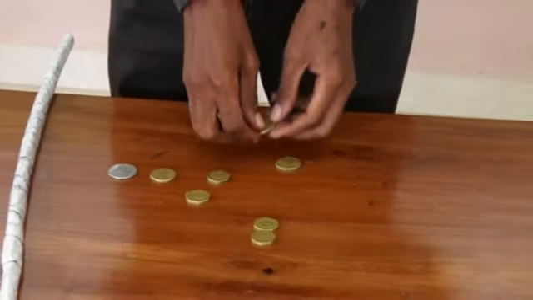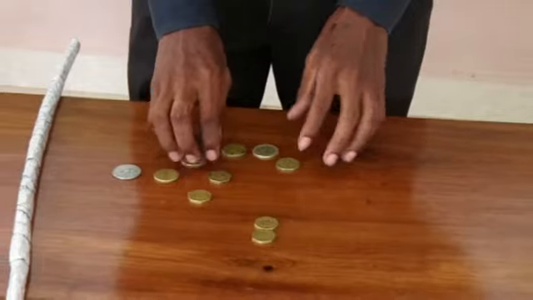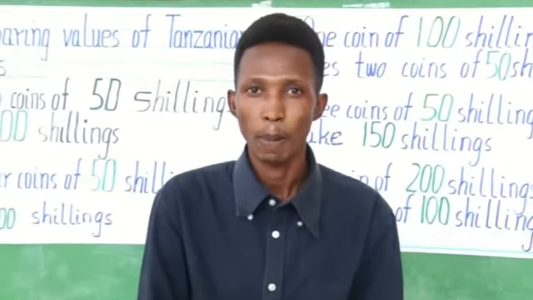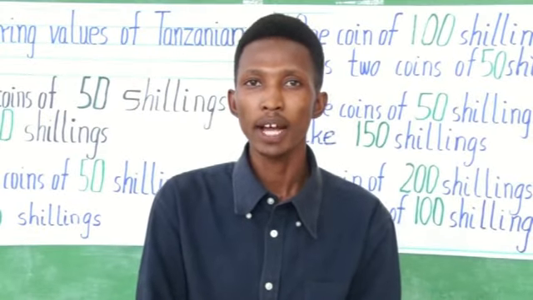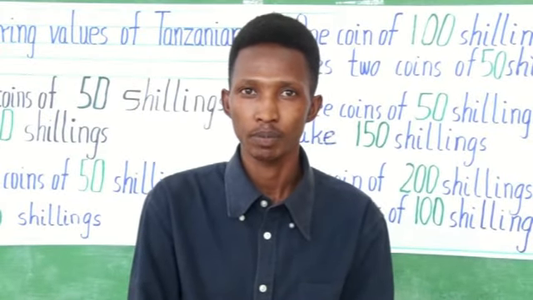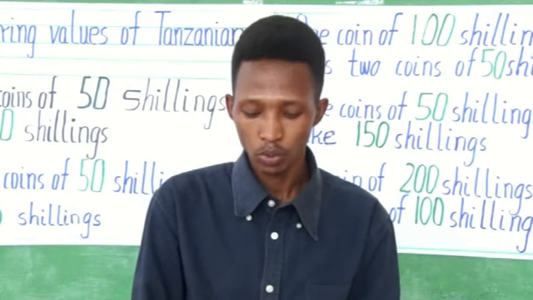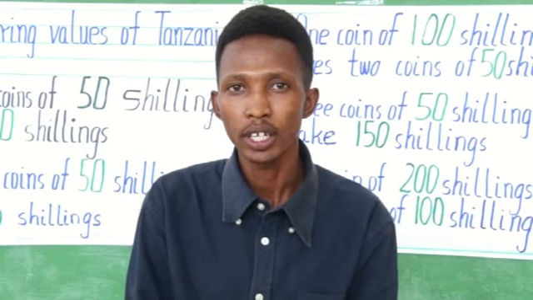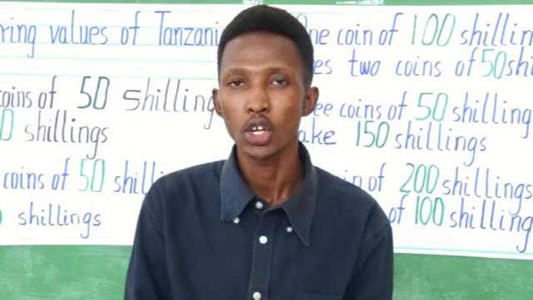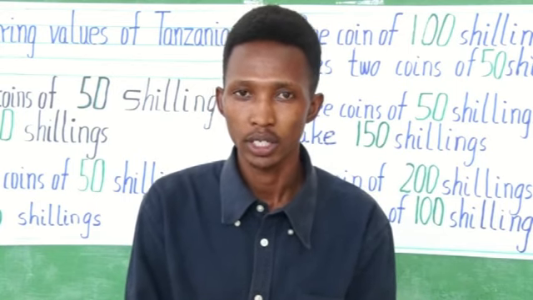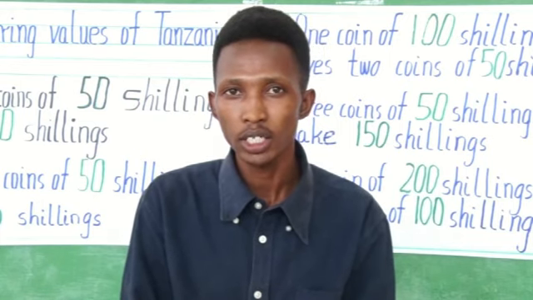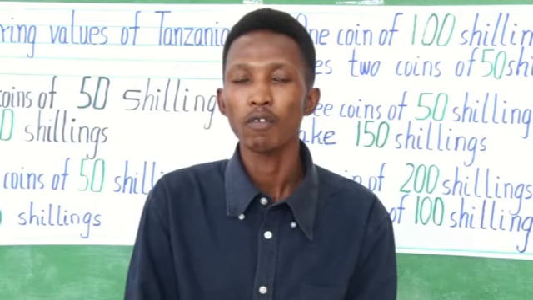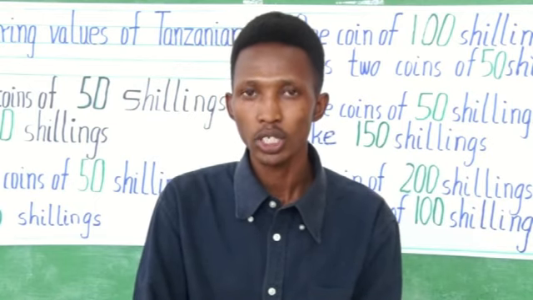Dear people, I hope that you have enjoyed the lesson a lot. It is very easy to compare the coins of Tanzanian currency. And I want to remind you, once you want to compare the coins of Tanzanian currency, you must know the coins. And I've said we have 50 shillings, 100 shillings, 200 shillings, and 500 shillings. Those are the single ones.